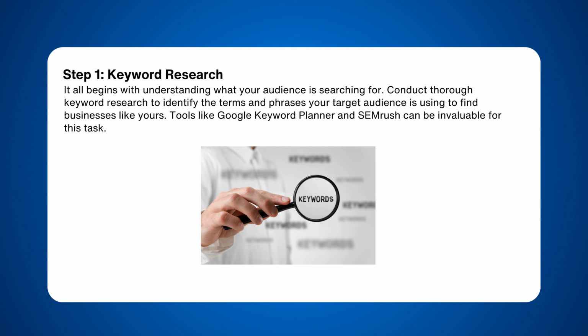Step 1. Keyword research. It all begins with understanding what your audience is searching for. Conduct thorough keyword research to identify the terms and phrases your target audience is using to find businesses like yours. Tools like Google Keyword Planner and SEMrush can be invaluable for this task.